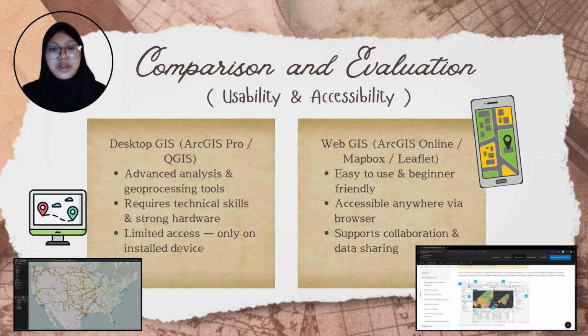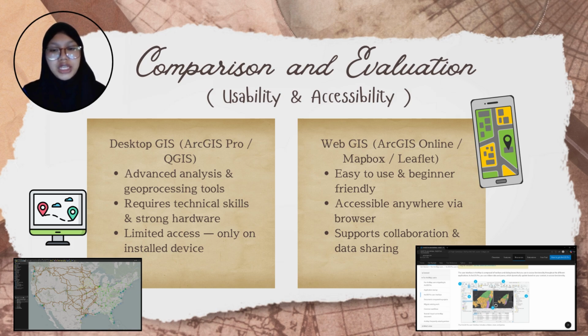Desktop GIS also depends on the computer. It works best on a device with strong processing power. If the computer is slow, the process becomes heavy. Access is limited to one device because the software has to be installed before use.